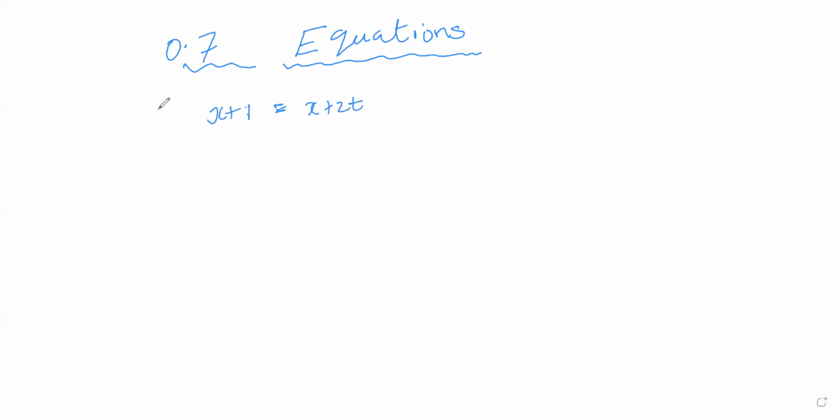So we will be looking at different types of equations, starting with the most basic one, which is the linear equation. First one, linear equations.